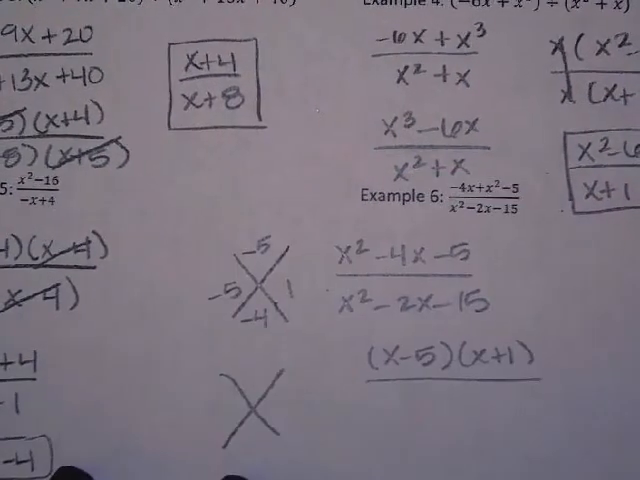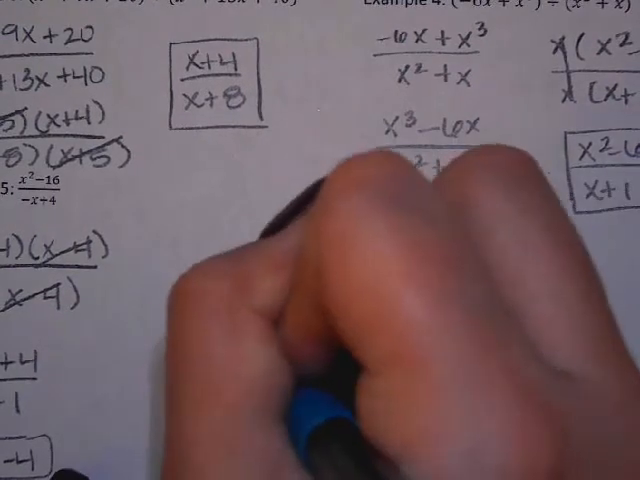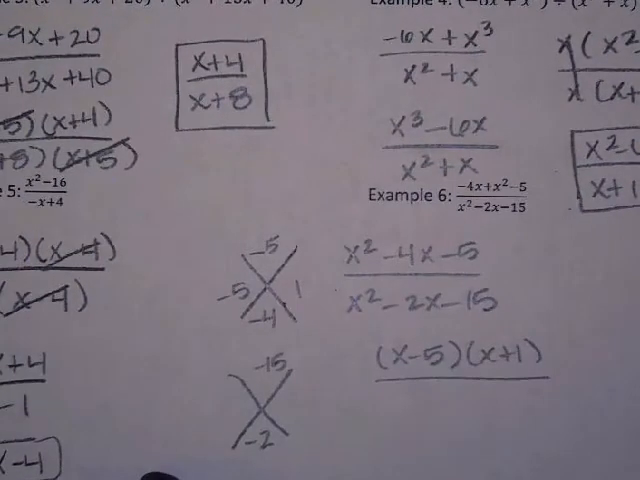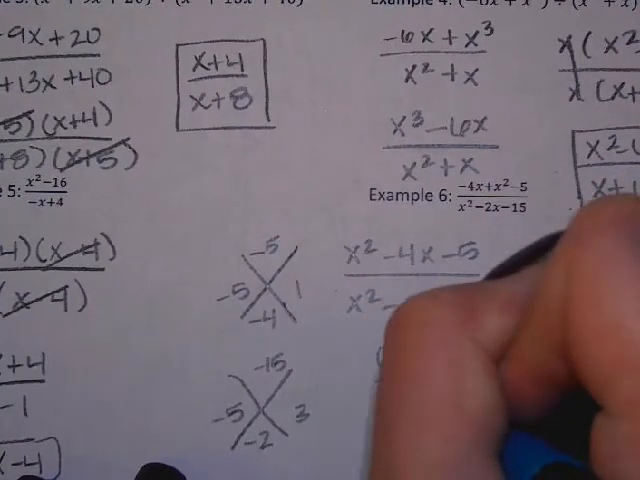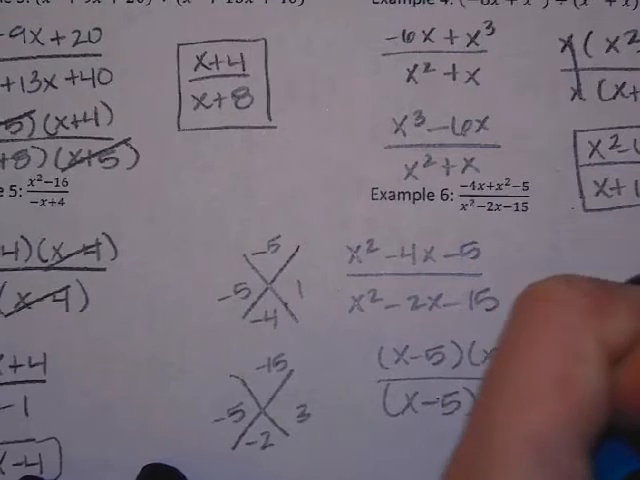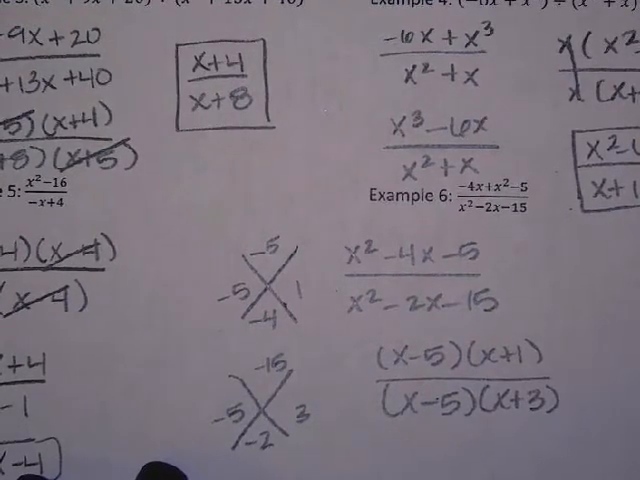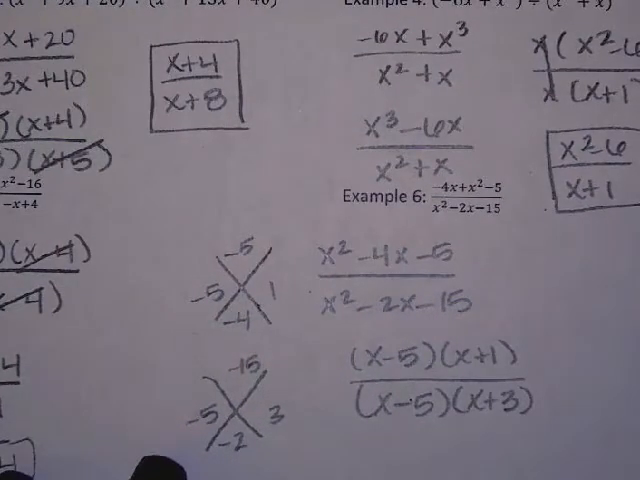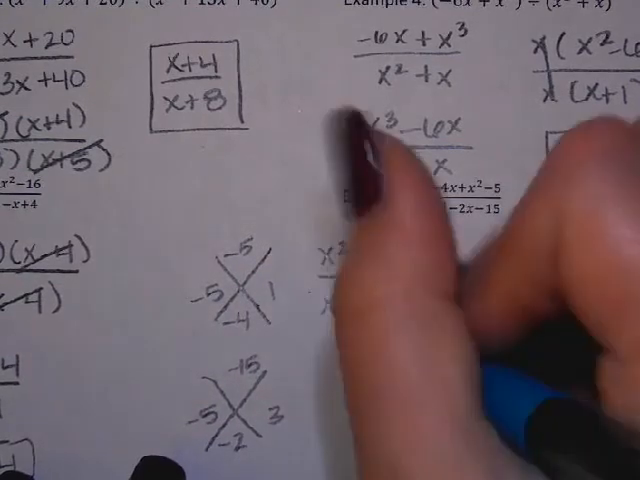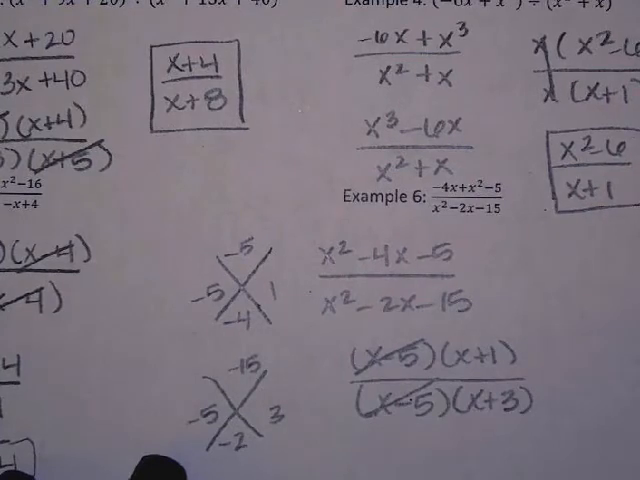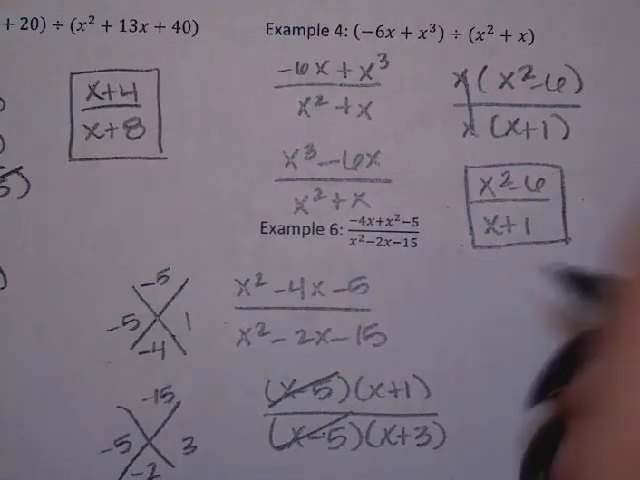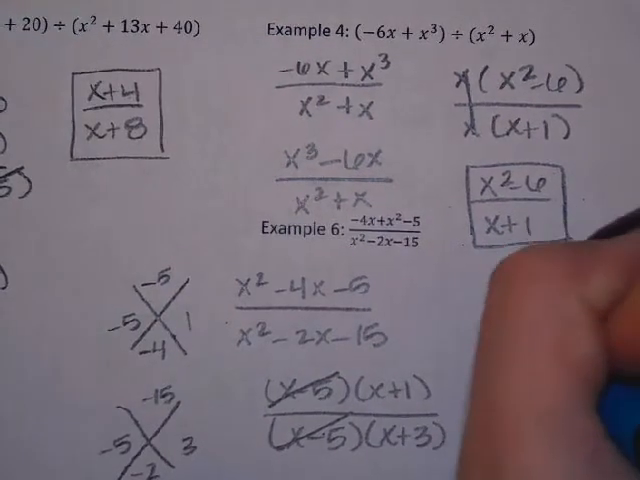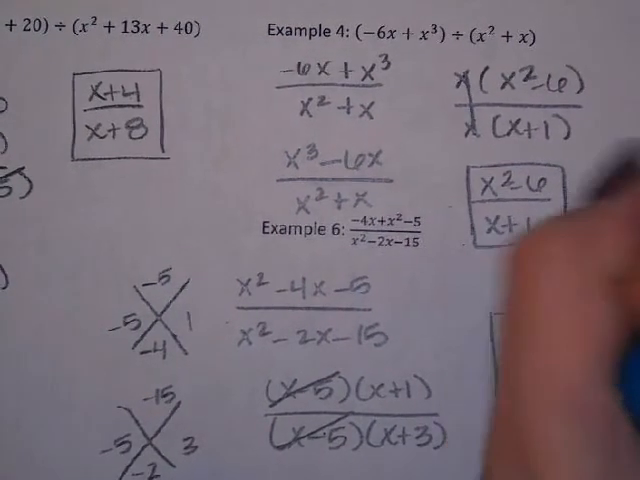And then we are looking for two numbers that multiply to negative 15 but add to negative 2. Okay. So we are saying x minus 5 divided by x minus 5 gives us 1. Multiplication and division cancel. And so what are we left with? x plus 1 over x plus 3.